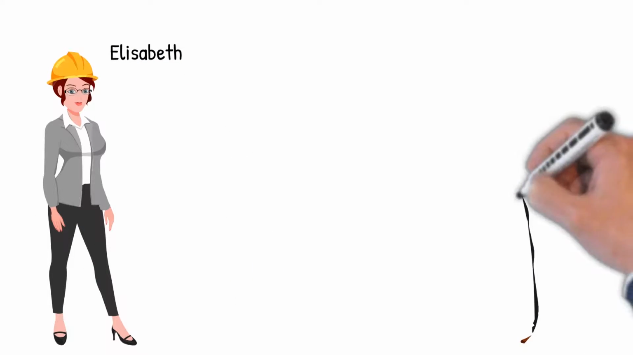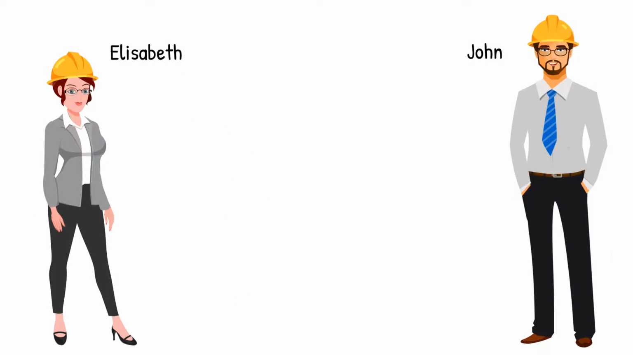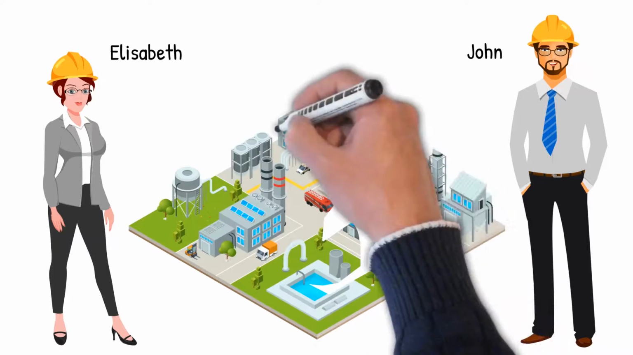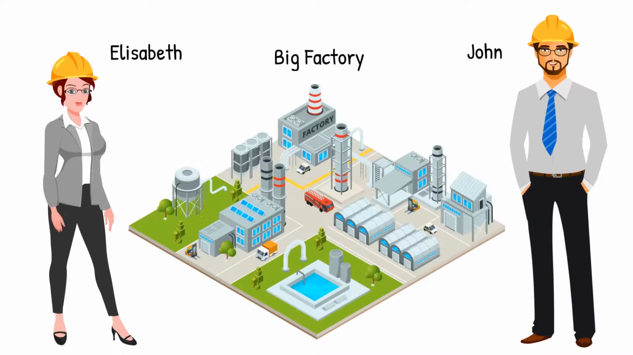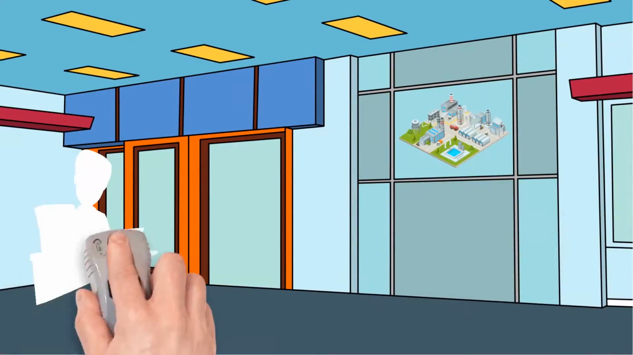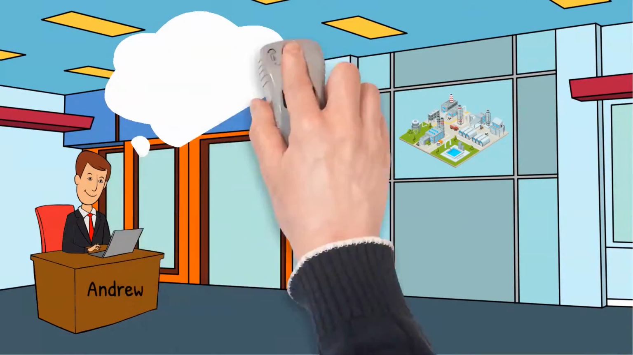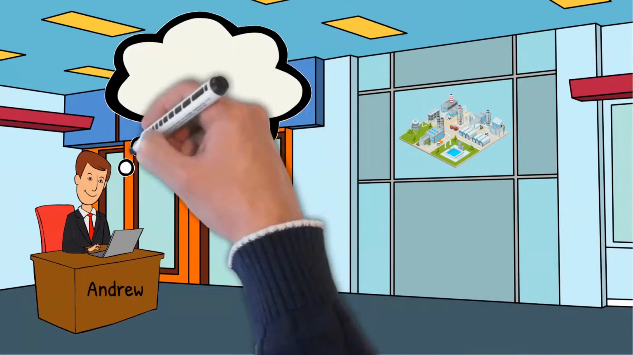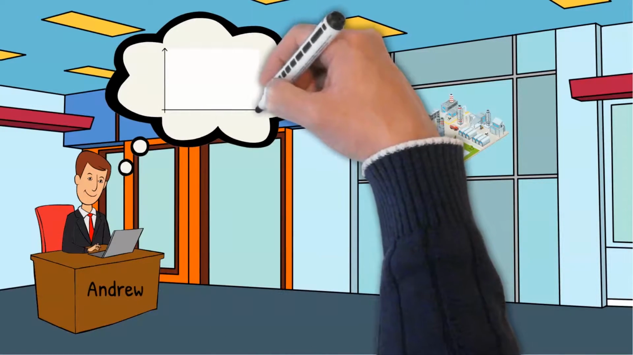She is Elizabeth. He is John. They take care of a big factory maintenance. Andrew is the big boss of a big factory. His job is to keep the company wealthy and competitive.